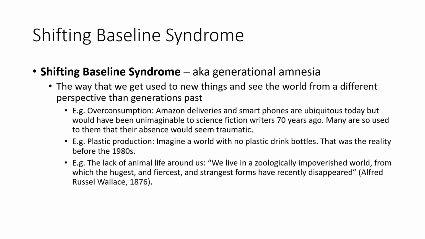That last bullet point, talking about the Pleistocene extinction event that Alfred Russel Wallace was discussing. Alfred Russel Wallace was the co-discoverer of evolution by means of natural selection, along with Charles Darwin. And he basically said that we live in a zoologically impoverished world from which the hugest and fiercest and strangest forms have recently disappeared. Talking about the Pleistocene extinction where saber-toothed cats, cave lions, mammoths all disappeared. What was normal to people 10 or 12 or 15,000 years ago is not what is normal today. What was normal in the 1980s is not normal today. What was normal in the year 2000 is not what is normal today.